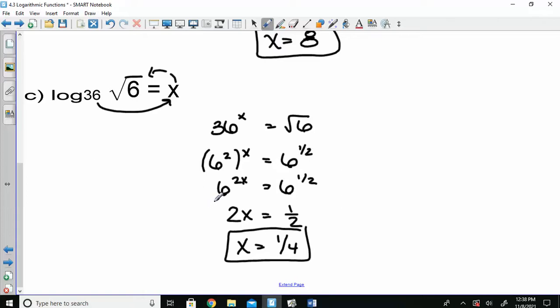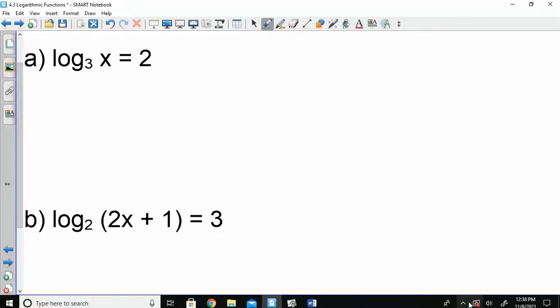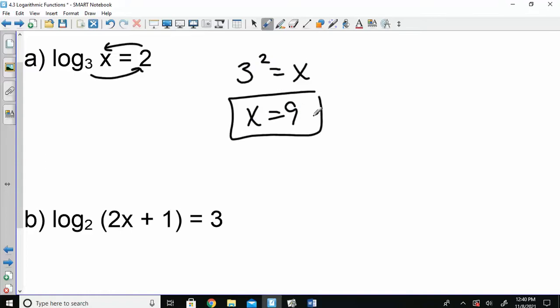I would like for you guys to try a couple on your own. Are there any questions so far? So here are your problems. So the first one would be 3 to the 2nd power equals x. So that gives us x equals 9.